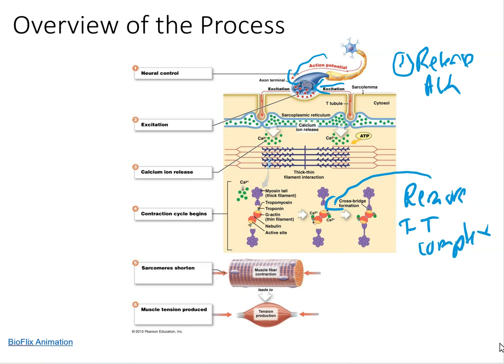We have to have acetylcholine. Acetylcholine is the excitatory neurotransmitter. Remember, that's what binds to depolarize the sarcolemma. Then that depolarization comes down your T tubules and releases calcium from the SR. We talked about calcium moving the TT complex. Myosin grabs actin, the whole sarcomere shortens, and then you produce muscle tension.